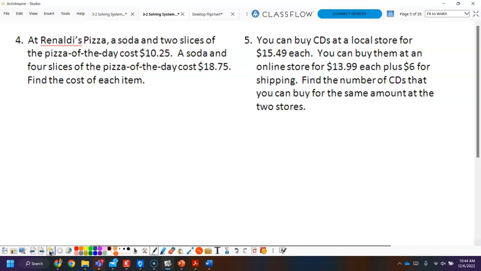So we want to find the cost of the soda and the cost of a single slice of pizza. In order to do that, we need variables and equations. In here, it's always safe to make your variables x and y. If you pick t, sometimes it looks like a plus sign. If you pick s, sometimes it looks like a 5. I've seen people make mistakes because they pick bad variables. So x is going to be soda. Y is going to be pizza.